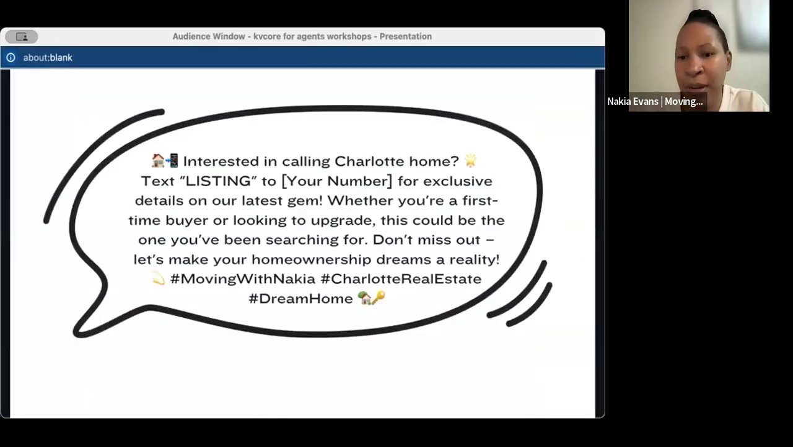I had ChatGPT write this for me one day. It says: interested in calling Charlotte home? Text listing, and then that's where you'll put your smart number, for exclusive details on our latest gem. Whether you're a first-time buyer or looking to upgrade, this could be the one you've been searching for. Don't miss out. Let's make your home ownership dreams a reality. ChatGPT personalizes it to me, so they've got my hashtags and all of that good stuff in there.